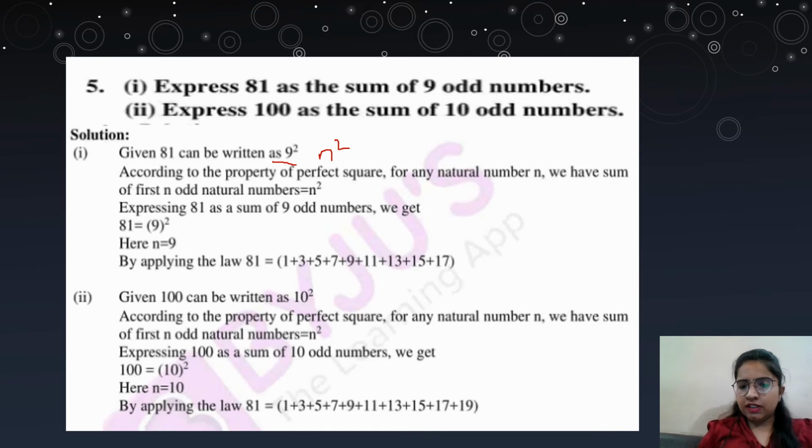1, 3, 5, 7, 9, 11, 13, 15, 17. These are the first 9 odd natural numbers, and you have to put the plus sign in between them. Okay. Next question is 100 as a sum of 10 odd natural numbers.